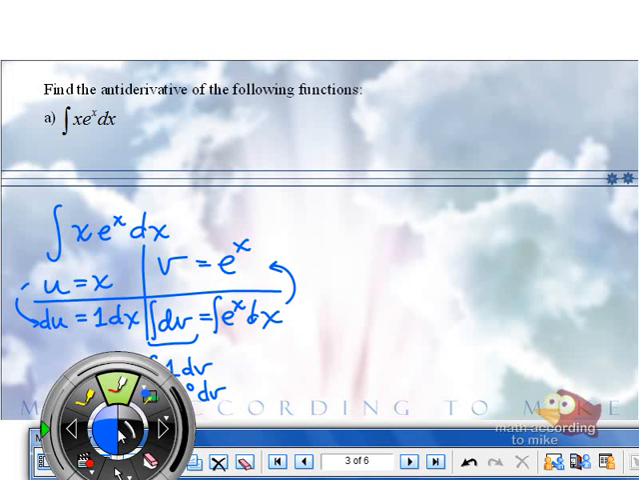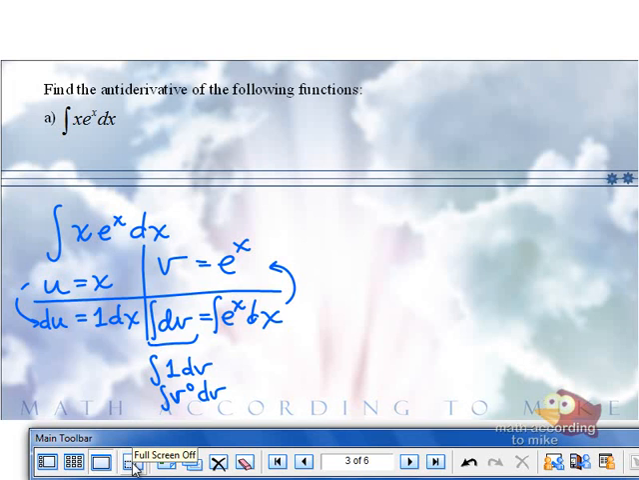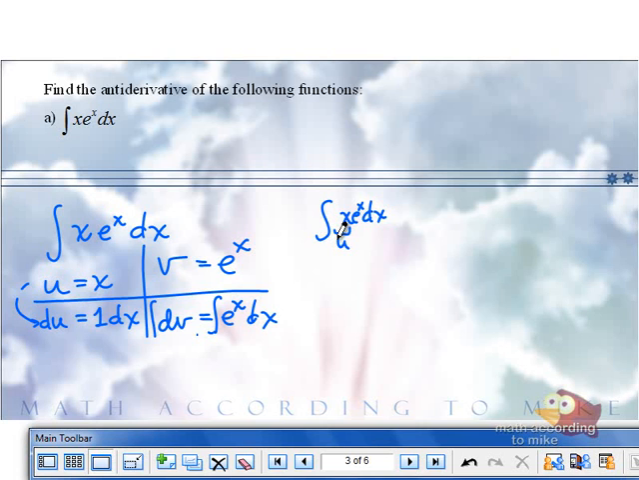So let's do a recap. We picked a u and a dv. U is something that's easy to differentiate. V is something that's easy to integrate. Don't forget about your dx and dv as necessary. So once this chart is set up, then we can use this formula. The integral of x e to the x dx, where we called this part u and we called this part dv.